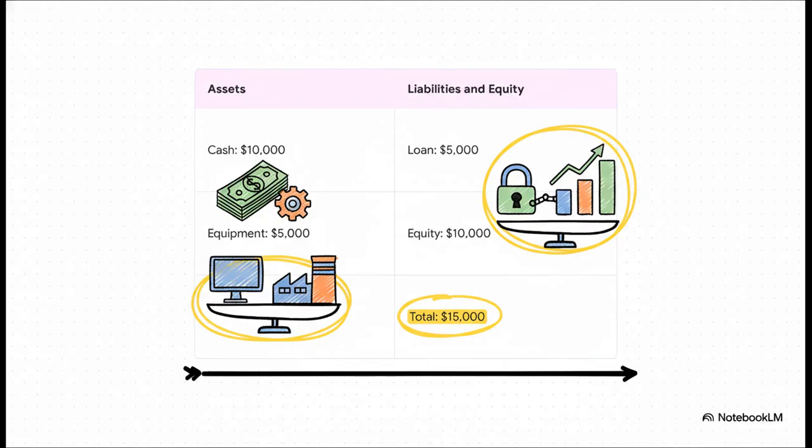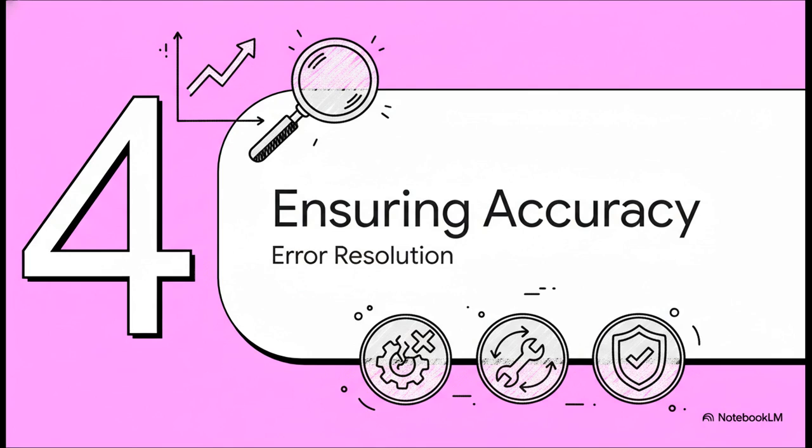This table, taken directly from the Learning Guide, demonstrates the equation in action. As you can see, total assets of $15,000 are precisely balanced by total liabilities and equity, which also sum to $15,000. Our final section addresses the processes for maintaining the integrity of these financial reports.